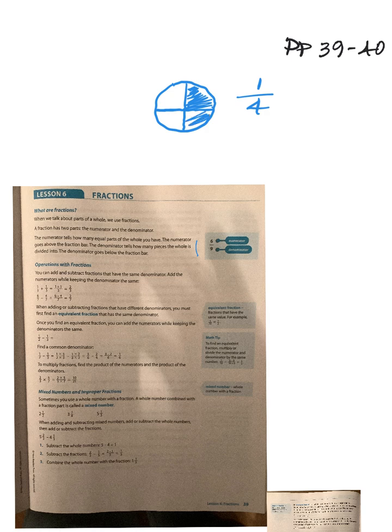If I'm interested in 3 parts, I have 3 out of the 4. So the bottom number represents how many parts we divided the whole thing into. It's always based on the whole thing. The top number is how many pieces we want out of the whole thing. And that's really all fractions are.